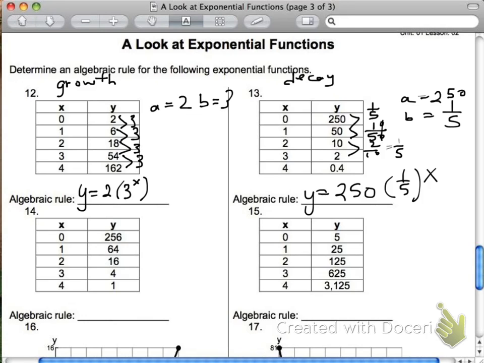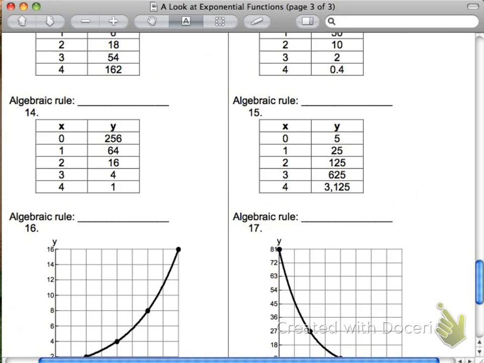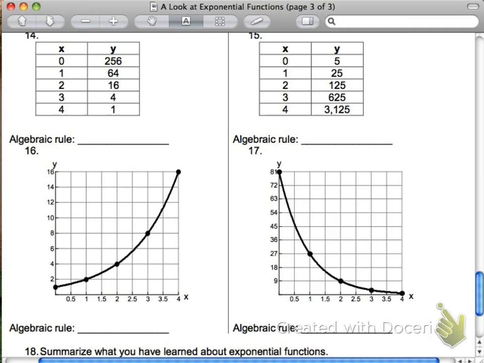Okay. Any questions on either one of these? All right. Let's look at, and you guys are going to do this on your own, 14 through 17. No, you don't have to. I'm just helping you identify some things.